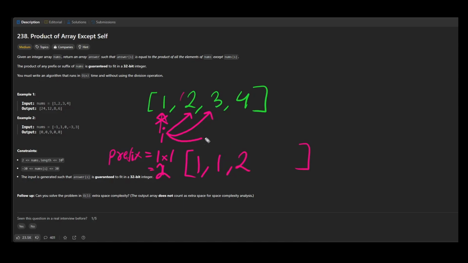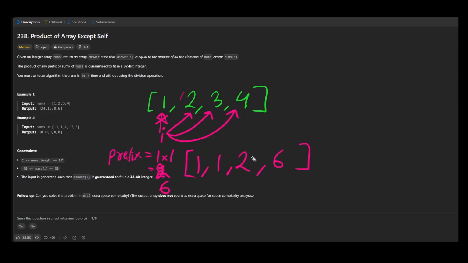Let's move I forward, and every time we move forward, we multiply the element that was I before with the prefix. So this 2 becomes 6, which means for 4, the prefix is 6. We can also visually see that.